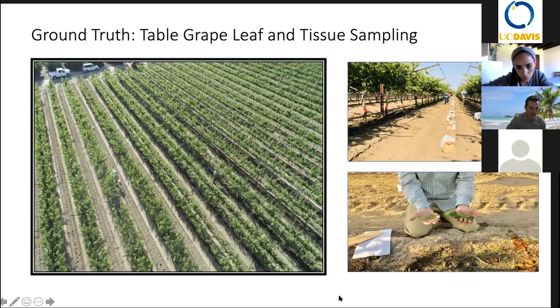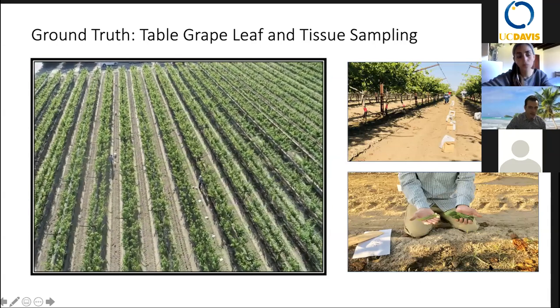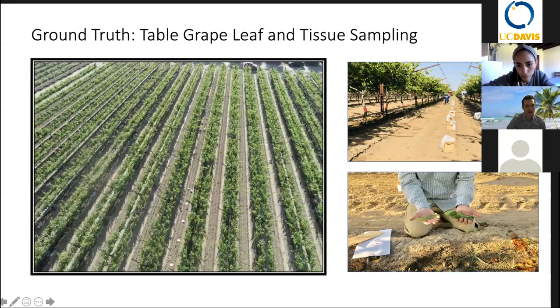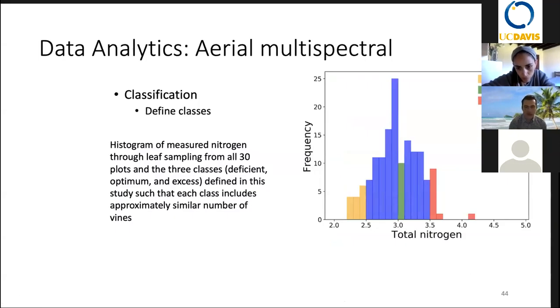in the field. So we see people are taking samples from each individual vine, leaf sample and tissue sample, and then we examine them in a lab and we know the exact nitrogen content for each vine. So these are the histogram of different nitrogen level within that block. We were able to generate deficient nitrogen, excess nitrogen, and optimum classes.